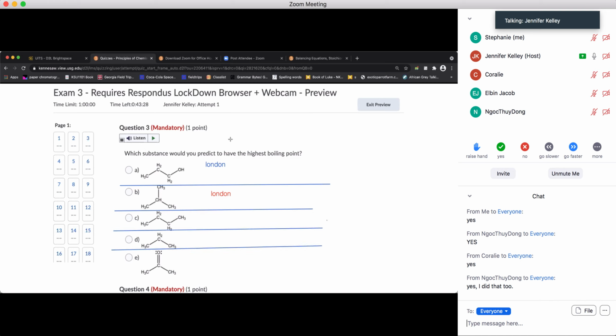Okay, that's going to be better. That way I don't have to switch colors constantly. Okay. And then this one's London. This one has London. And this one has London. All right. This one also has a dipole because of the OH. And it has hydrogen bonding.